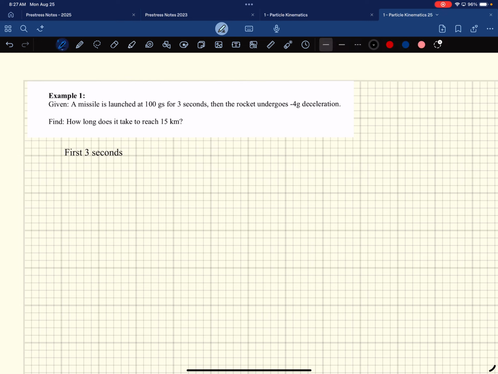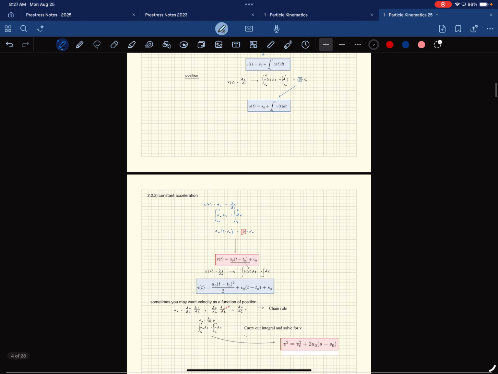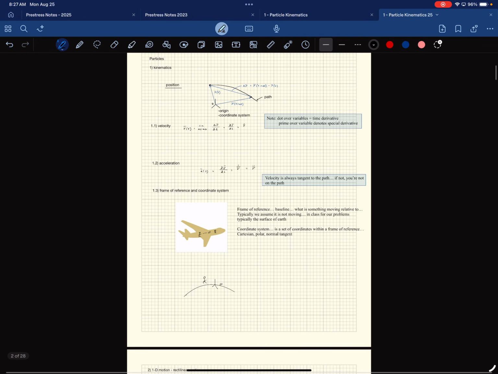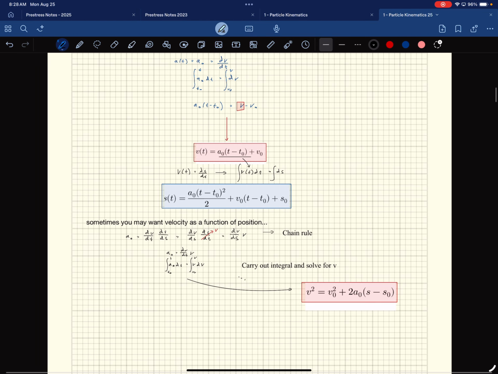Let's do the first 3 seconds. We already identified that this is a constant acceleration case. I'm going to cheat a little bit because I have an iPad, and I know I'm going to go to velocity and then to position. Up here, I had those equations, so I'm going to go up and grab them. Grab these two.